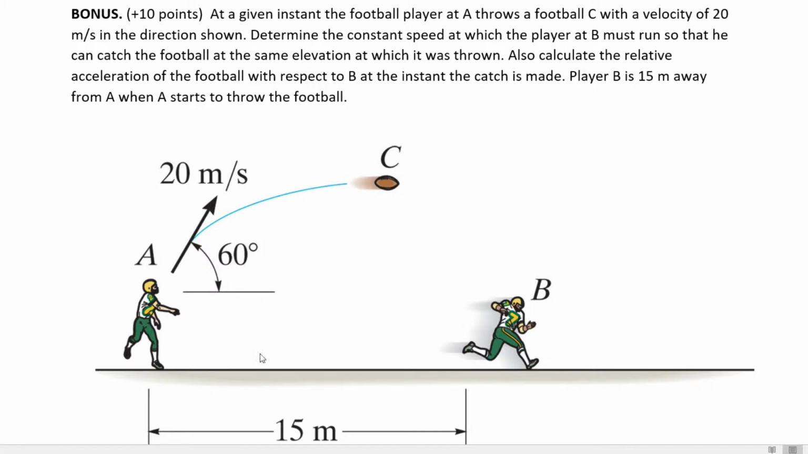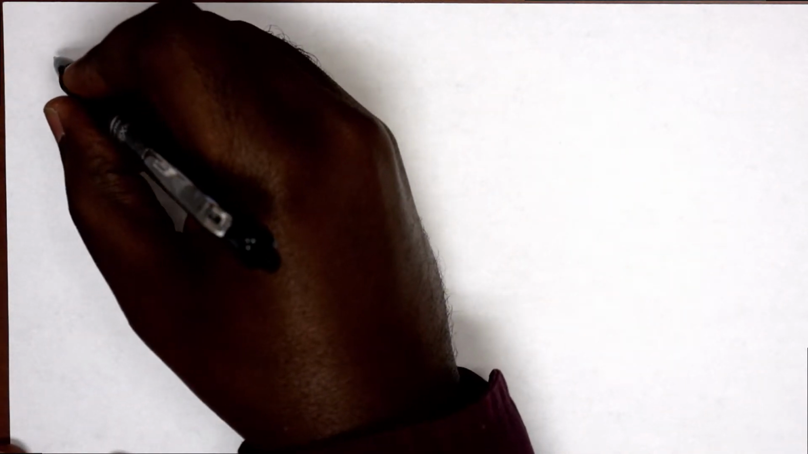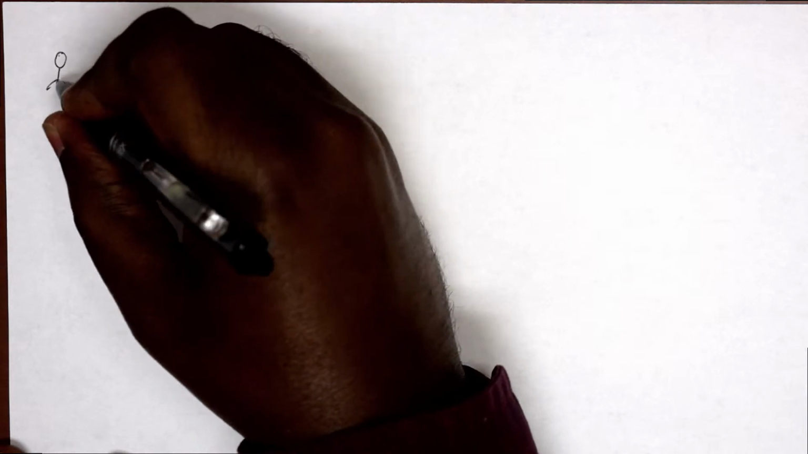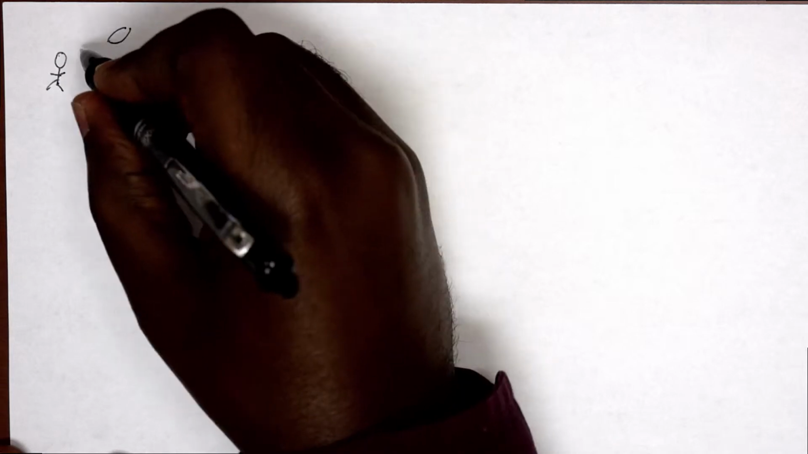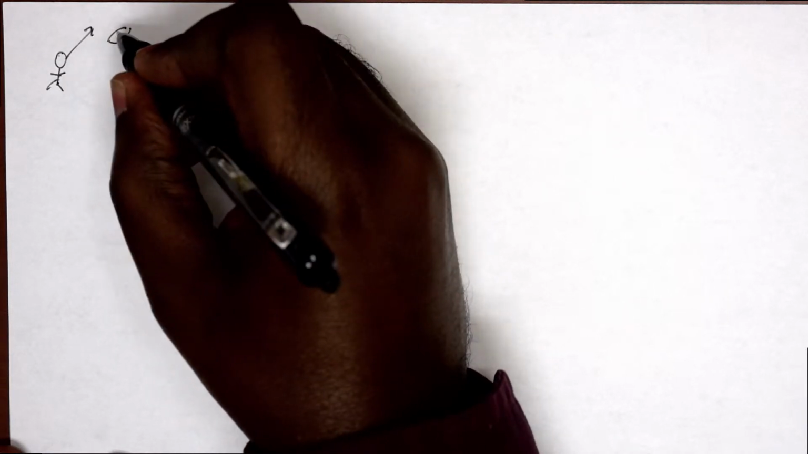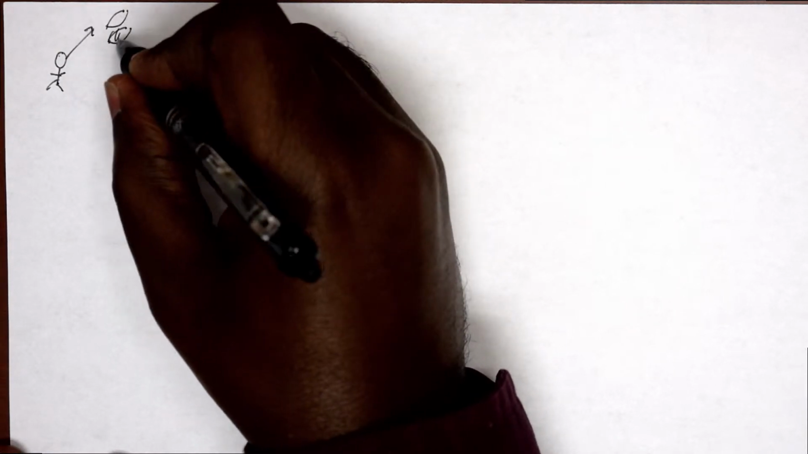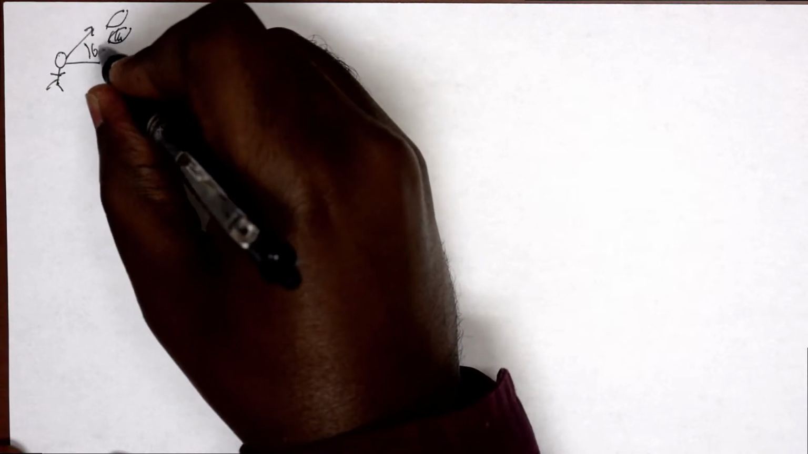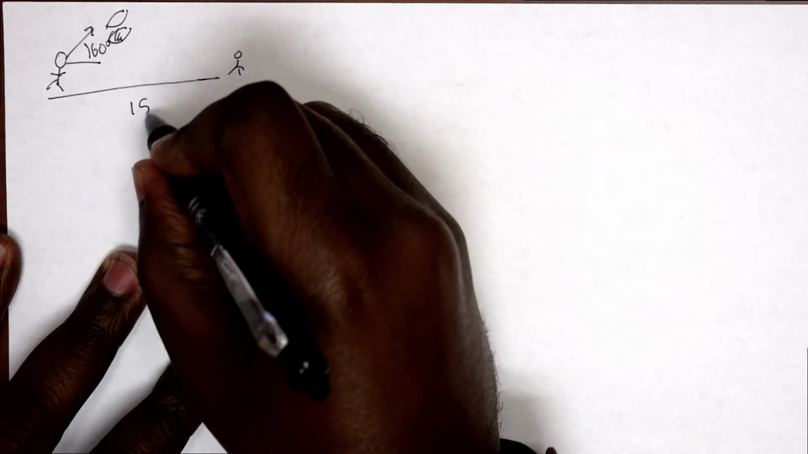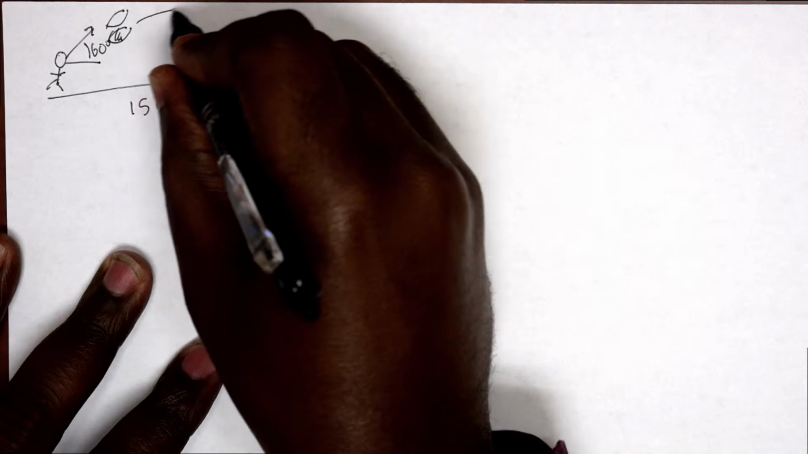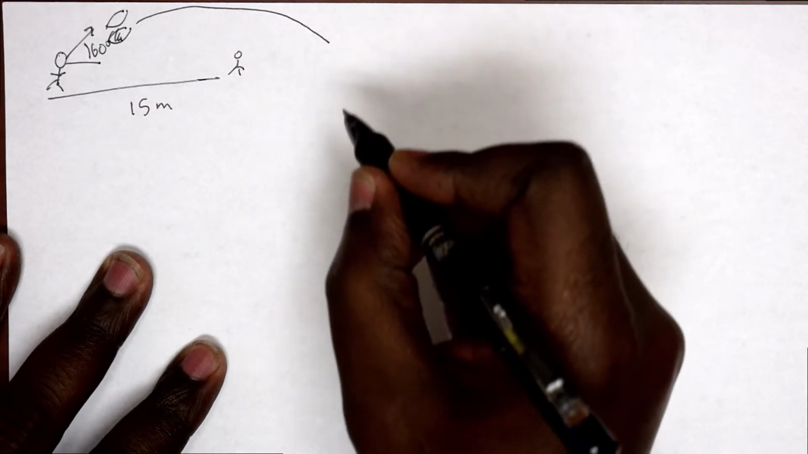So let's start. Let's move over to our paper here. And so first let's draw a little diagram here just for reference. So we got our football player. That's a great picture, by the way. And we have our football and it's launched here at 60 degrees. And we have our other guy here. He is 15 meters away, and the ball is going to go way up here, and he's going to catch it down there at some point.